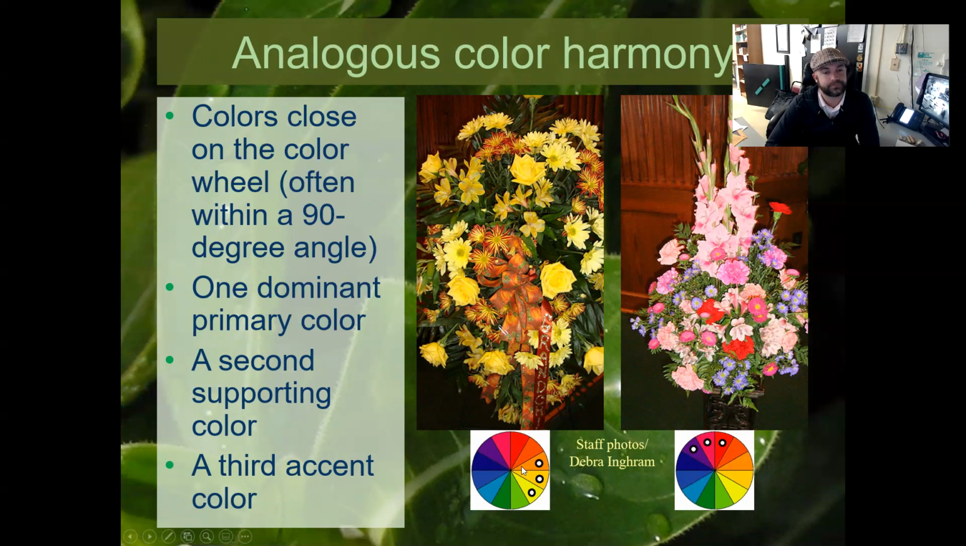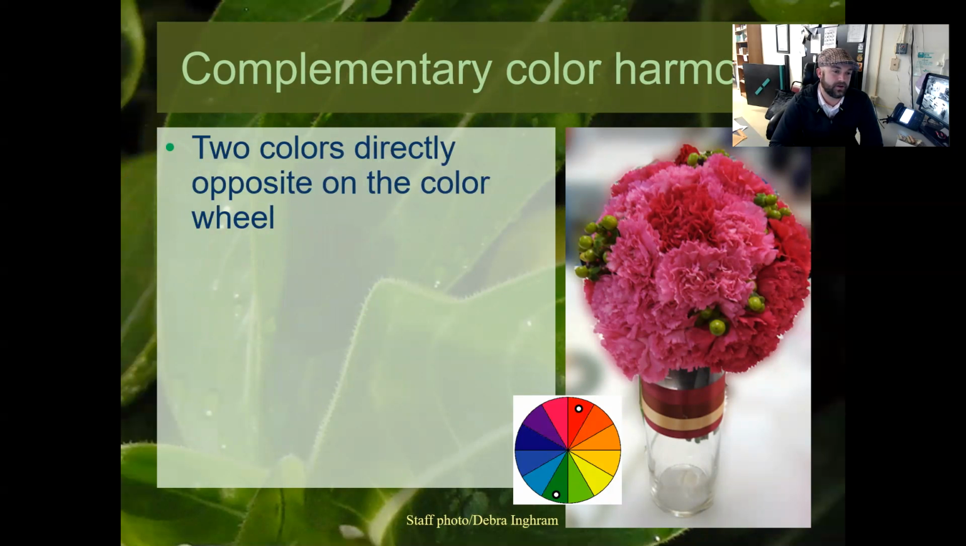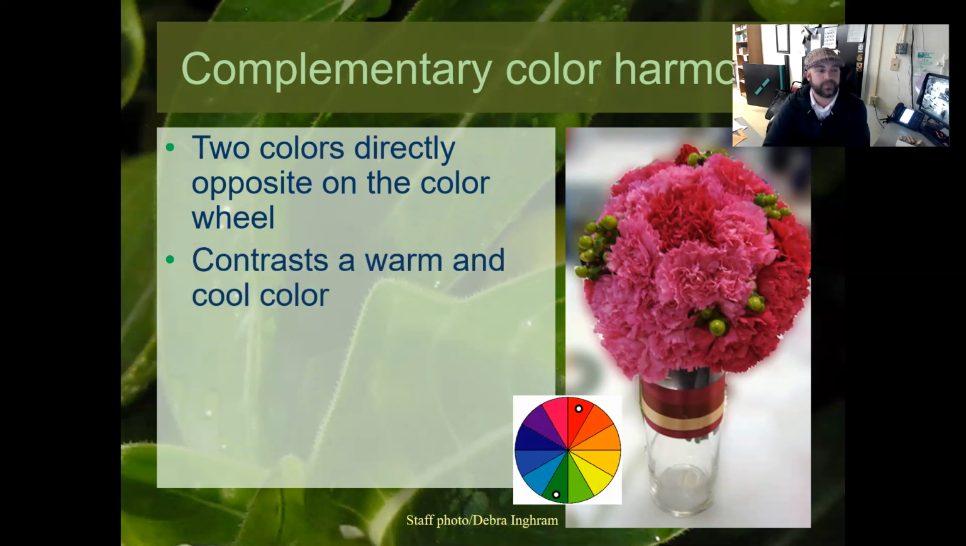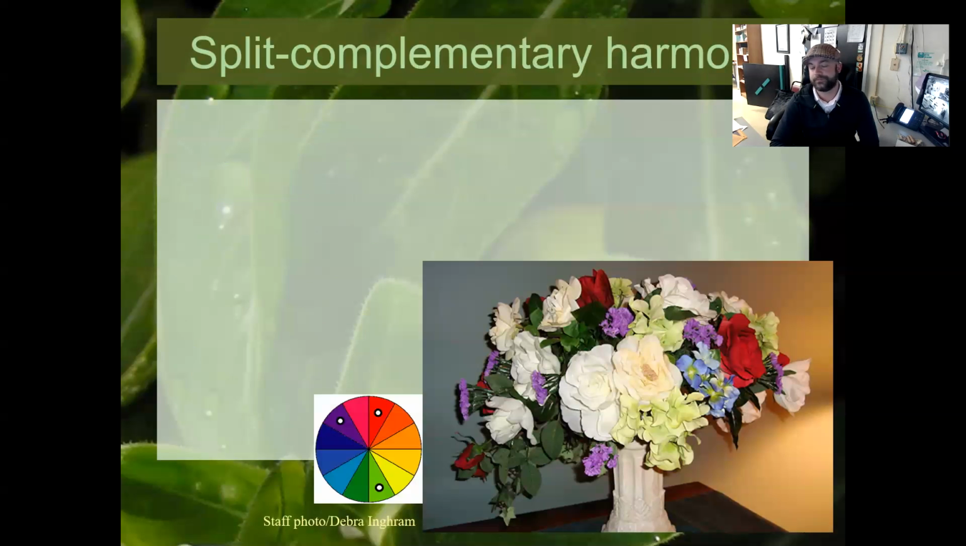So complementary color harmony, two colors directly opposite on the wheel. As we were talking about only being yellows with yellow oranges and all that, this is where you can be completely different. So if you have a blue, you're going to complement it with an orange. If you have a red, you're going to complement it with a green. So this is two colors directly opposite on the color wheel. Contrast a warm and cool color, dramatic impact and emphasis, and tints and shades as accents.